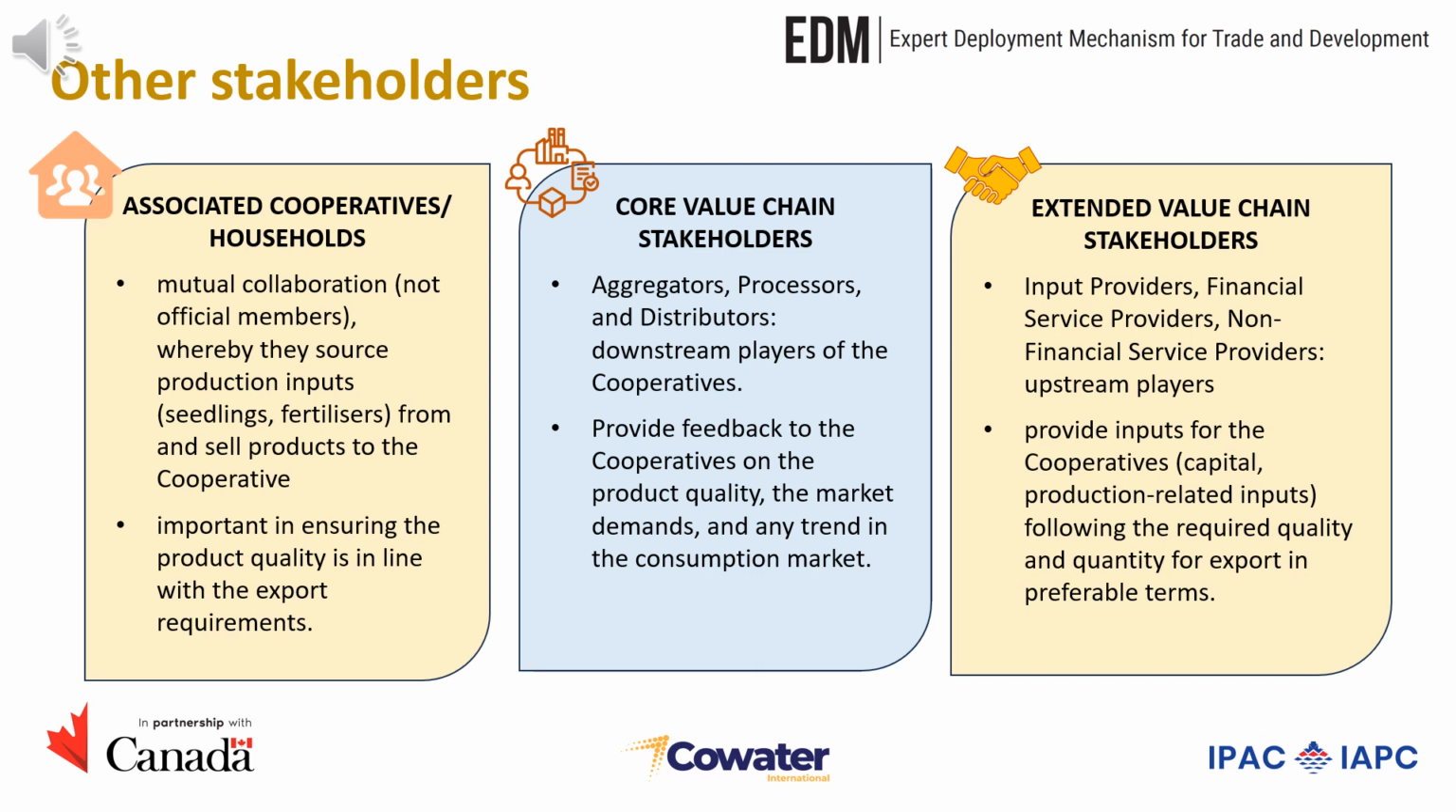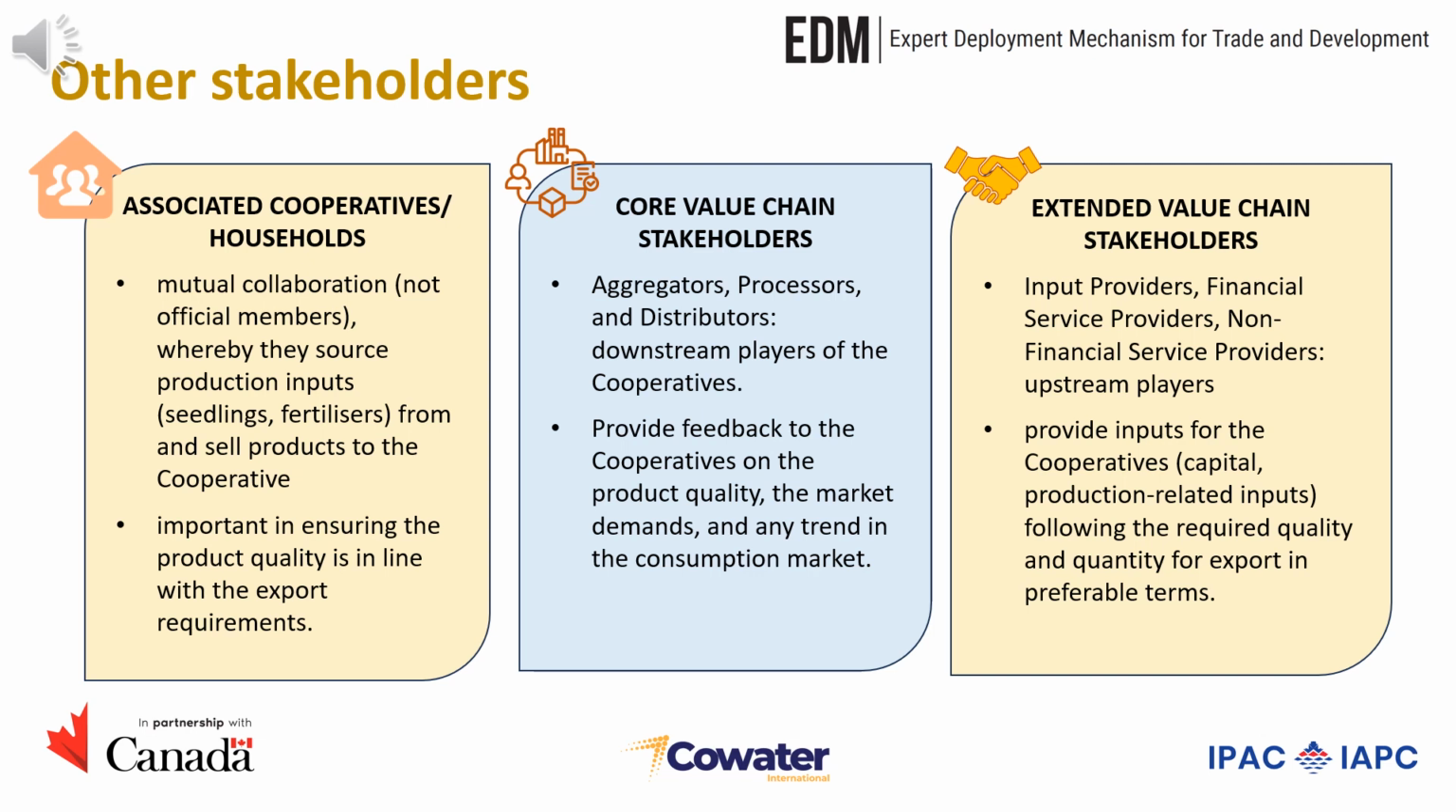The first one is the associated cooperatives and households. Associated cooperatives and households are not official members of the cooperative, but they have a mutual collaboration whereby they source production inputs, such as seedlings and fertilizers, from cooperatives and sell products to the cooperative. Similar to cooperative members, associated cooperatives and households are also important in ensuring the product quality is in line with the export requirements.